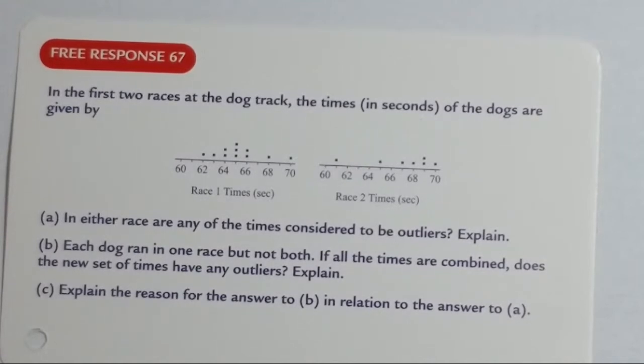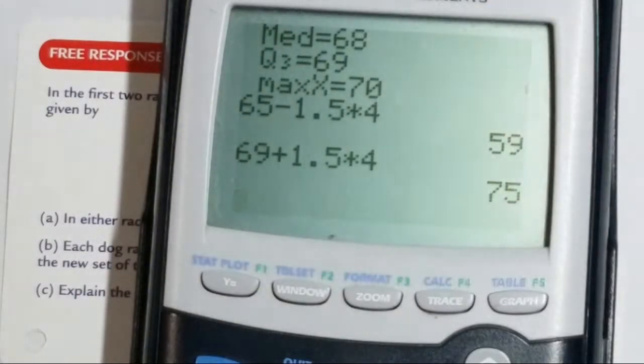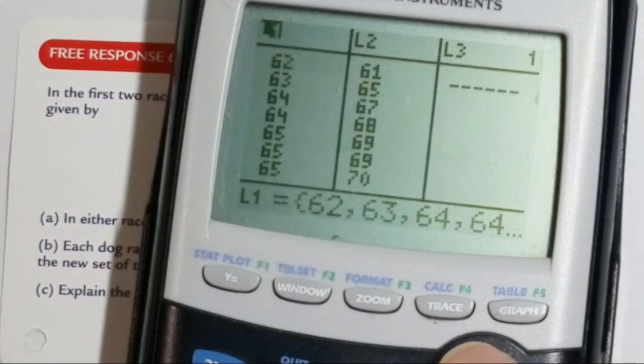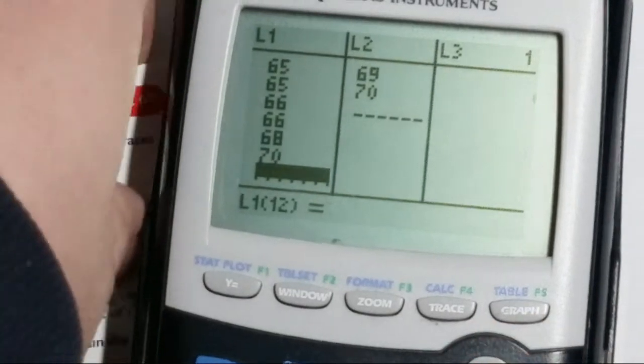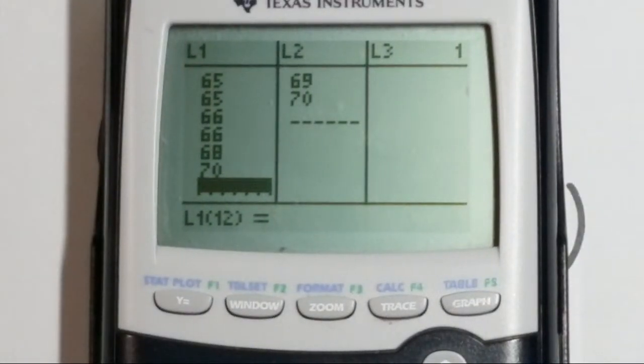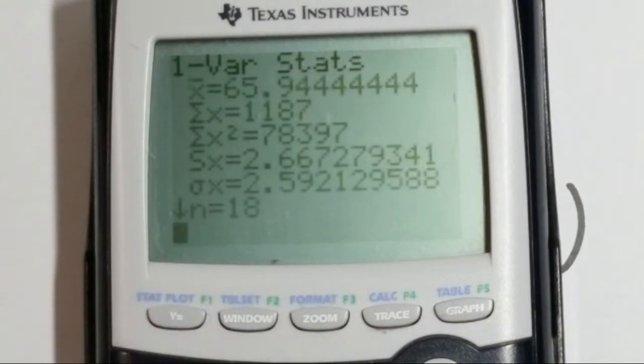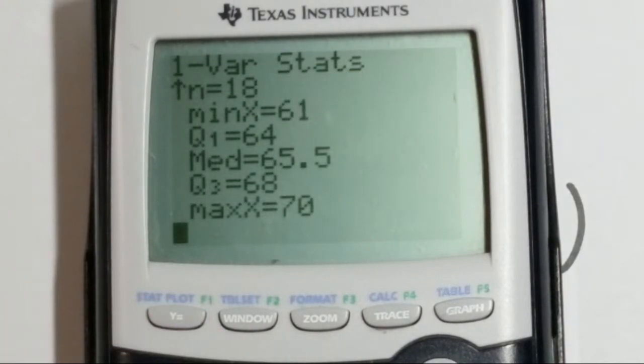If all the times are combined, does the new set of times have any outliers? Okay. Well, if I wanted to do that, I would just go to the bottom of L1 and run this again, to see what happens if they were combined. 61, 65, 67, 68, 69, 69, 70. Let's run a 1-var stat. 4 is the interquartile range.